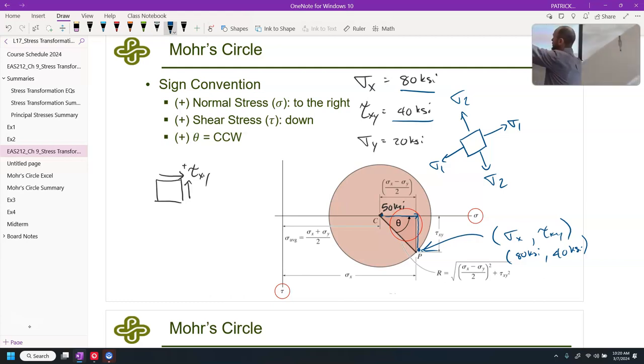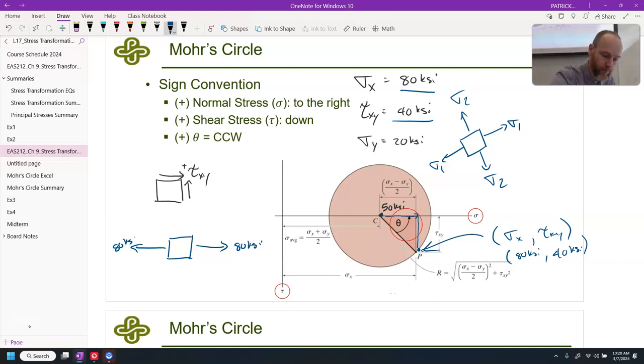So we created a Mohr circle using the center of the circle and the radius, created our shape, and plotted where our current state of stress is, and that current state of stress is just on your differential element. I had an 80 KSI example. This was 20 KSI. These are both tension. And then my tau xy was 40.